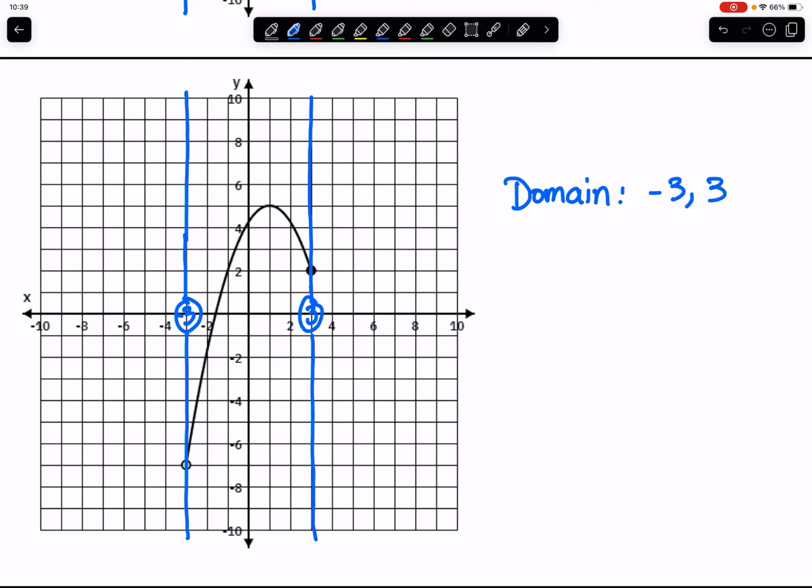So the domain here is all of the x values from negative 3 to positive 3. And now that we have the numbers in order, the left endpoint is open because of the open circle, so we use parentheses there, and the right endpoint is closed, so brackets on that one.